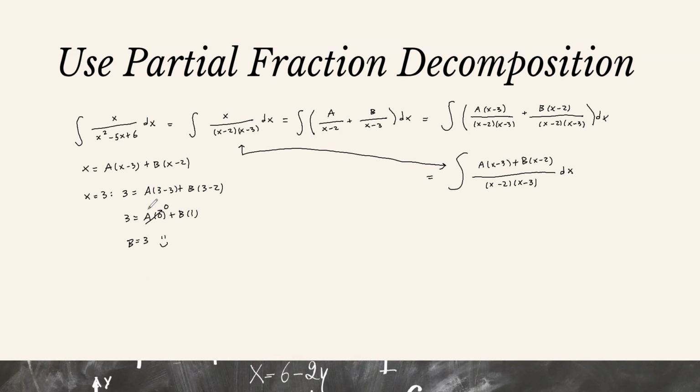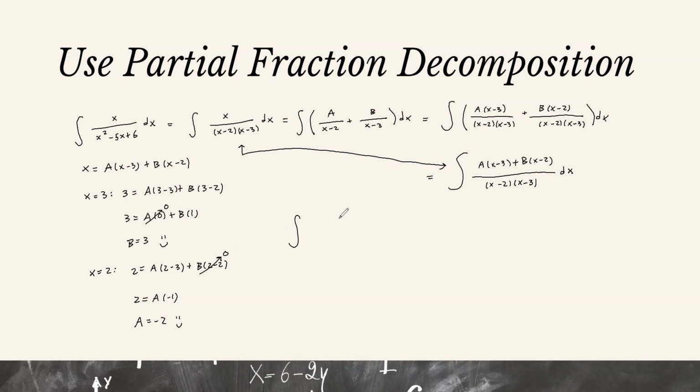But how do we figure out a? Well, we can just try something similar. We can do x equals 2, which will get us 2 equals a times 2 minus 3 plus b times 2 minus 2, which is just 0. So that b term goes to 0. And we just end up with 2 equals a times negative 1. Or equivalently, a equals negative 2. Alrighty. And now we have our a and we have our b.